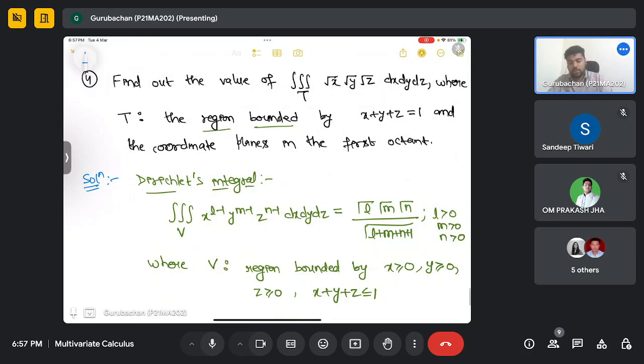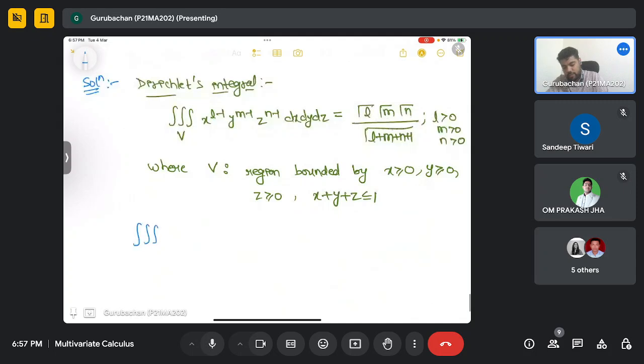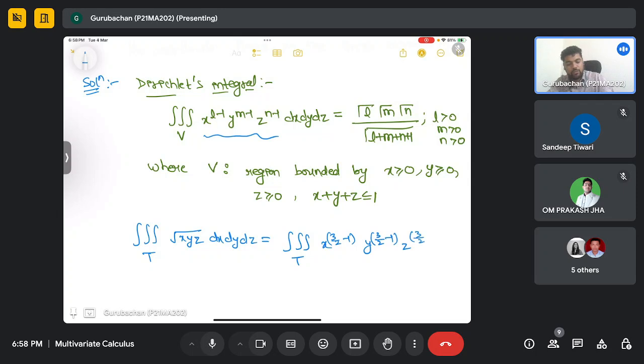So our focus should be to first see whether our region is in the first octant or not. Here we have to first write our triple integral, that is, under root xyz dx dy dz, in this particular form. So how can we write it? Our t is same as z, so we don't need to take care of that. We just need to take care of how to write our function in terms of x to the power l minus 1, y to the power m minus 1, or z to the power n minus 1. So we can write it as x to the power 3 by 2 minus 1, since it is half, and again y to the power 3 by 2 minus 1, z to the power 3 by 2 minus 1, dx dy dz.